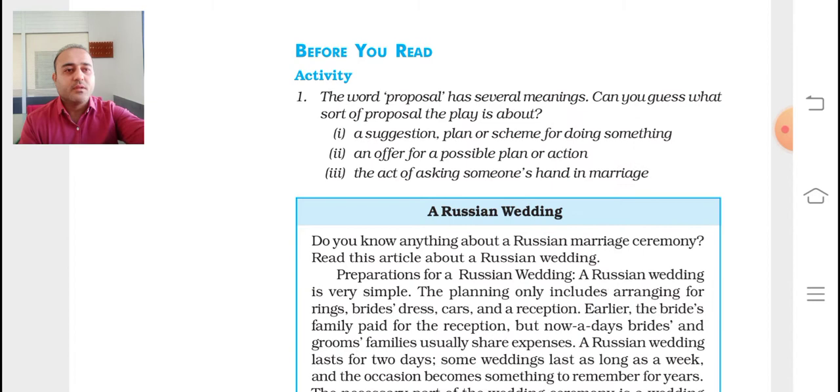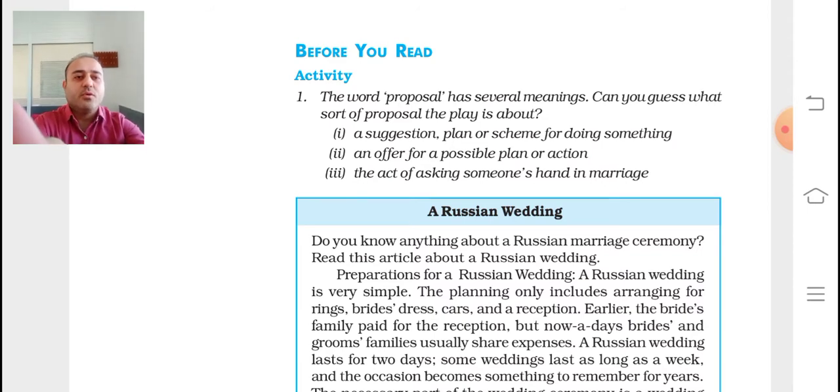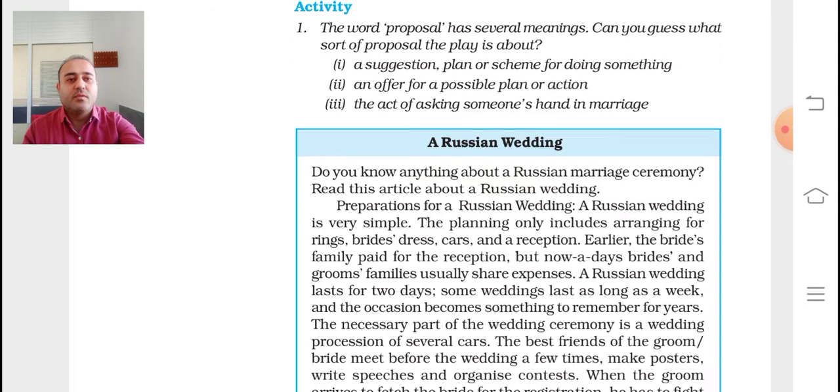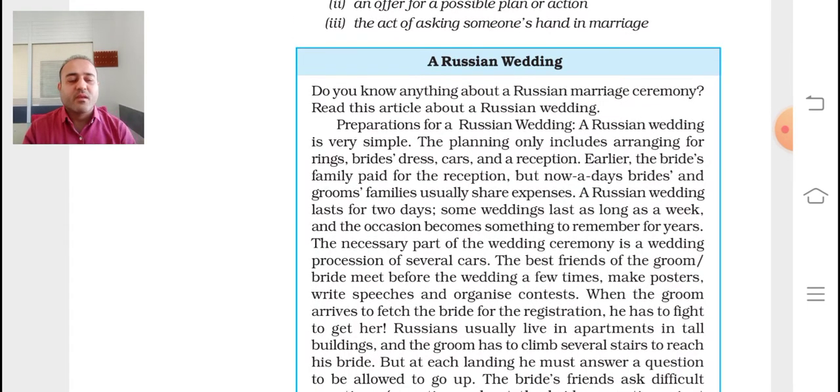We'll move further. Okay, a Russian wedding. So what is given? Do you know anything about the Russian marriage ceremony? Read this article about a Russian wedding. So this is actually a one-act play, and the actual title of this chapter was a marriage proposal, which is then shortened to a proposal. Okay, so we'll read out about this wedding ceremony.